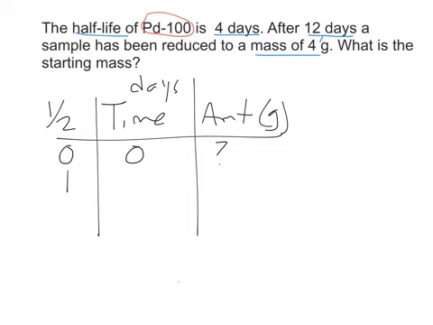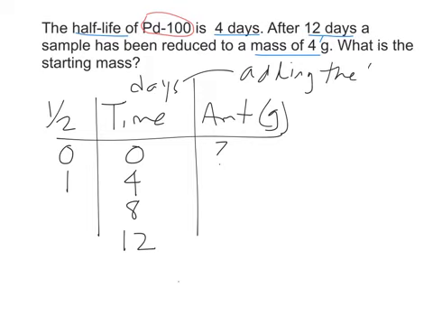I know that my half-life is 4 days. All right. I know that I am left with, I have to go down to 12 days to figure out 4, 8, 12. So again, remember, for time, you're adding the time. So here I just added 4 plus 4 is 8, 8 plus 4 is 12. So I know that I'm left with 4 grams at 12 days. And so that would mean it's 3 half-lives.